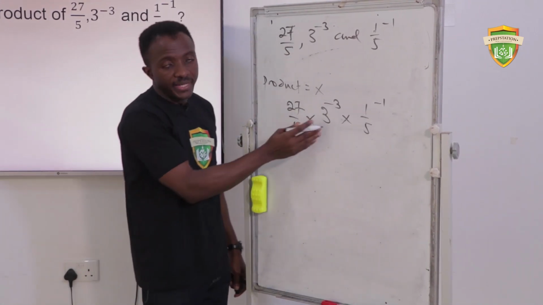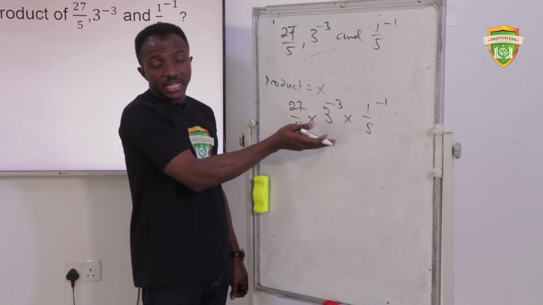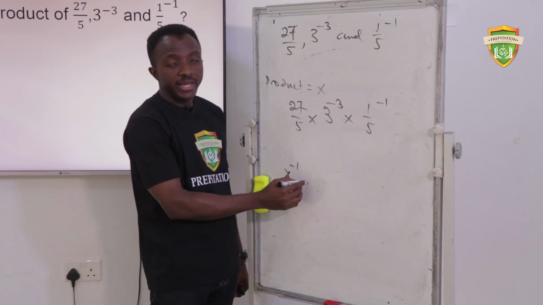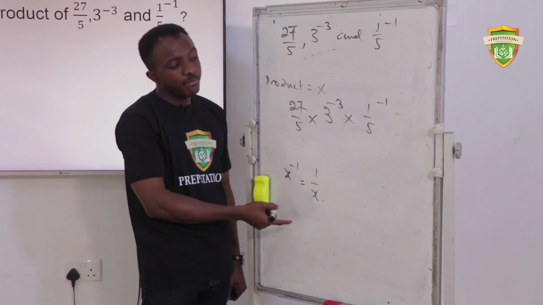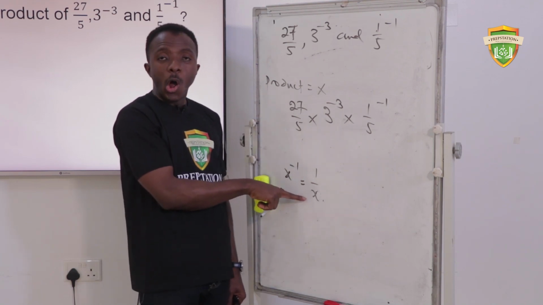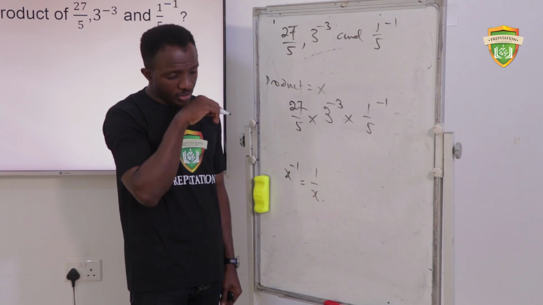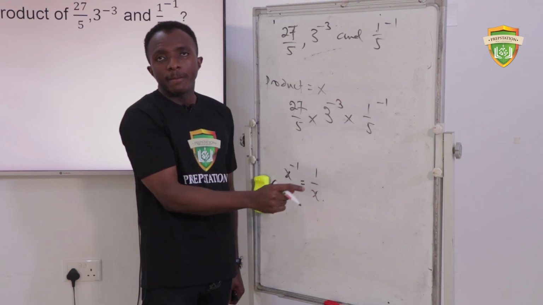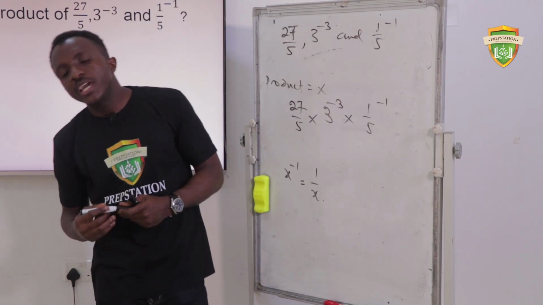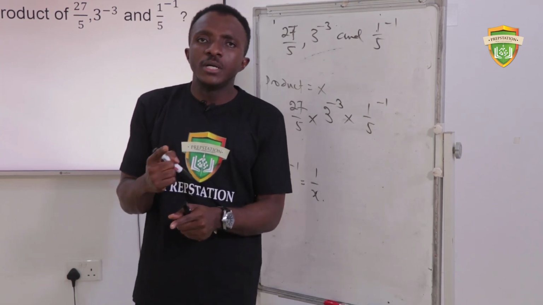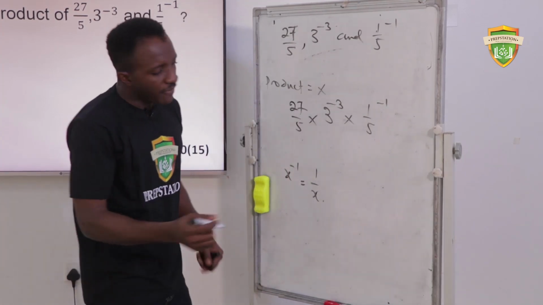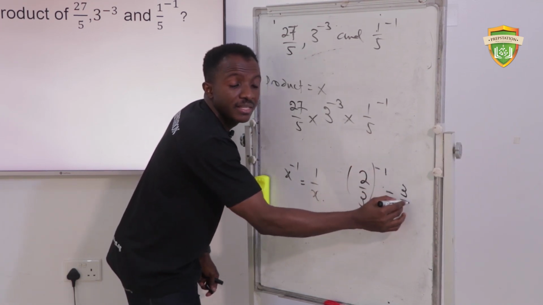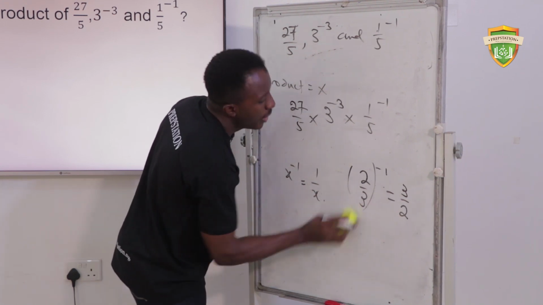Now when you have this, there's a law of indices. This is actually indices. There's a law of indices that says x raised to the power negative 1 is equal to 1 over x. That's more like saying the reciprocal of x. Reciprocal of the number is 1 over the number. Now here we have a fraction and we have minus 1. Please note that the reciprocal of a fraction is obtained by changing the places of the numerator and the denominator. So if I have 2 over 3, the reciprocal of 2 over 3 is simply 3 over 2. Take note of that. So here we have a fraction.